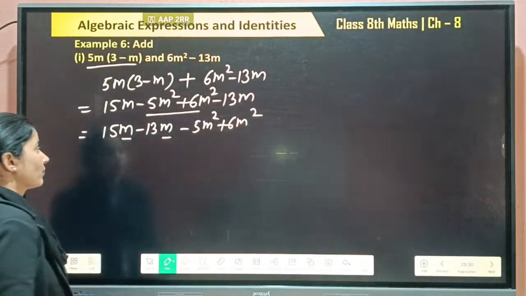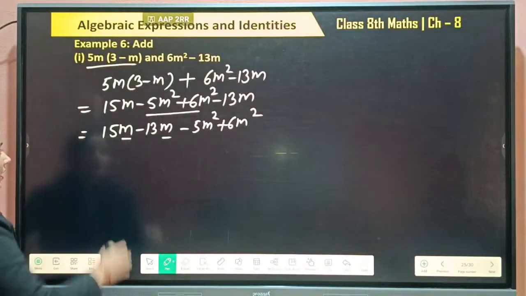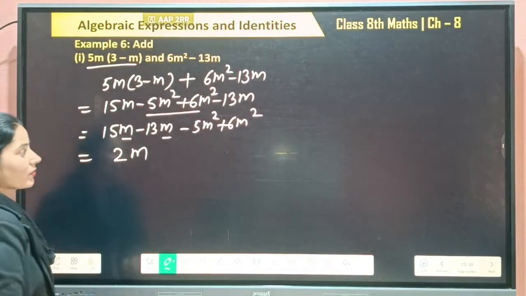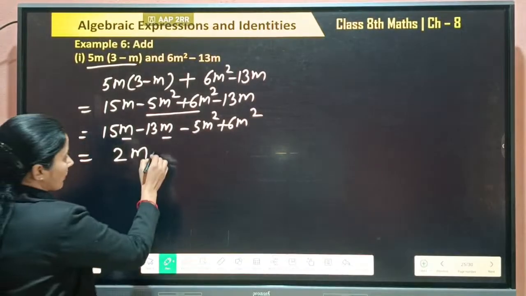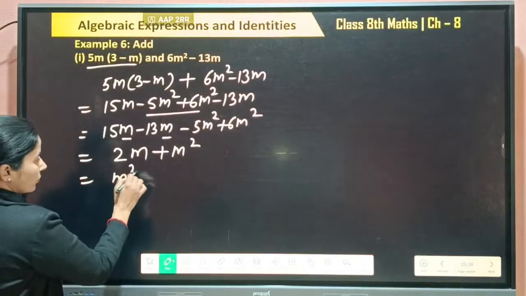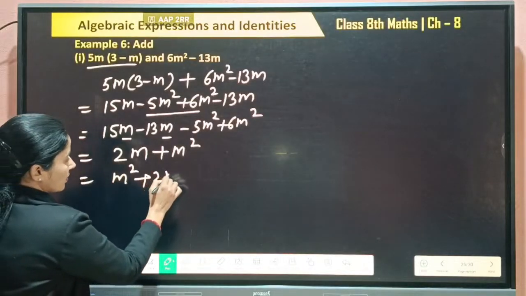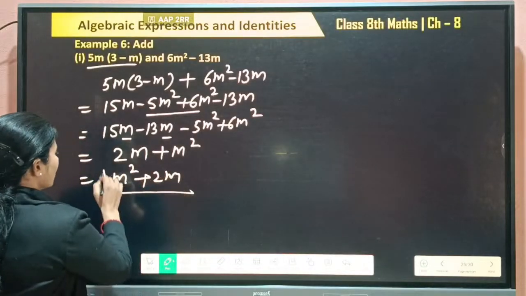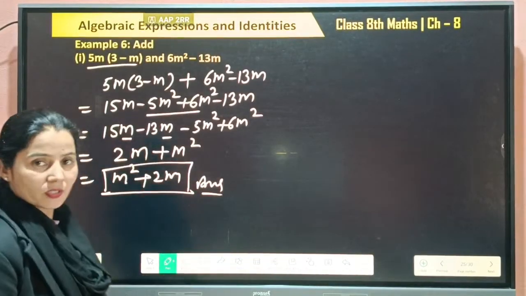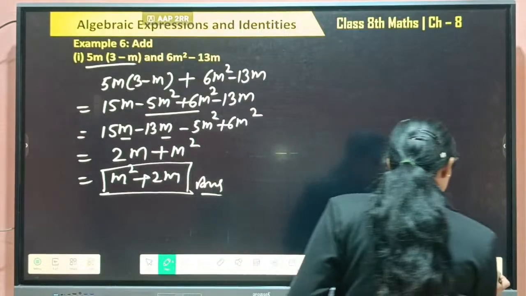Now simplify. 15m minus 13m will be 2m, and minus 5m square plus 6m square will be m square. And if you want to write in standard form, then it will be m square plus 2m. This is your answer. Example number 6, first part. Let us see what is the second part.